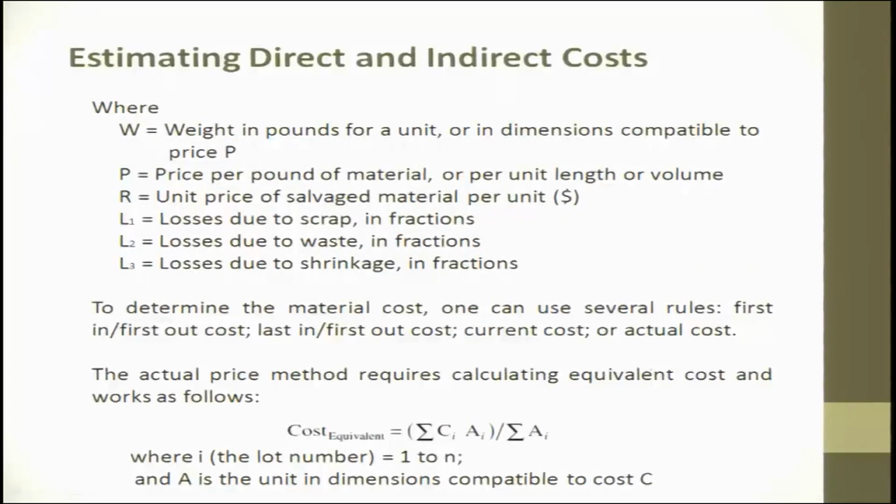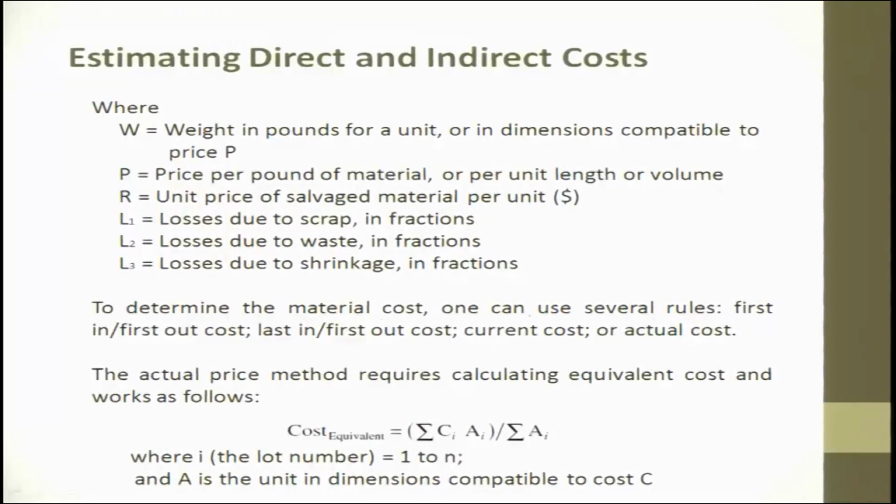So, what is W? W is the weight in pounds for a unit, P is the price per pound, R is the unit price of salvaged material per unit, L1 is the loss due to scrap, L2 is the loss due to waste, and L3 is the loss due to shrinkage. It is all in fractions. All three can be there, any two can be there, or only one can be there; that is left to the product and the process, whatever it is.